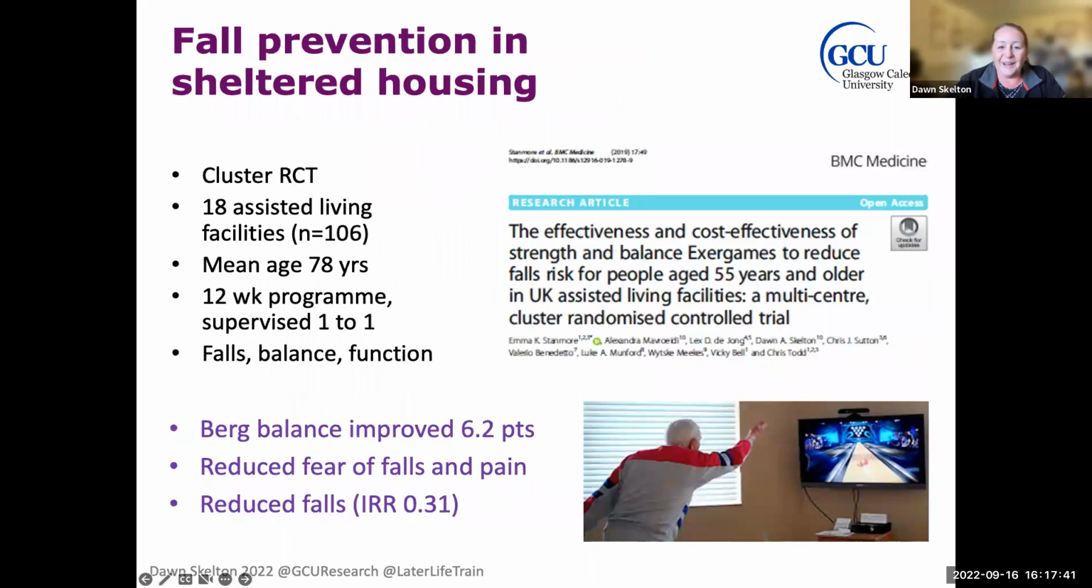Another piece of work looking at falls prevention, this time in sheltered housing residents. And this was another randomized controlled trial with 18 assisted living facilities, mean age of 78. It was a 12-week program where they took part in exergames. These were games which mimicked the exercises out of proven exercise programs, such as Otago and FAME, Falls Management Exercise. And it was supervised by a physiotherapist that went in 3 times a week on a one-to-one basis to allow the residents to try exergames safely and be progressed over that 12-week period.